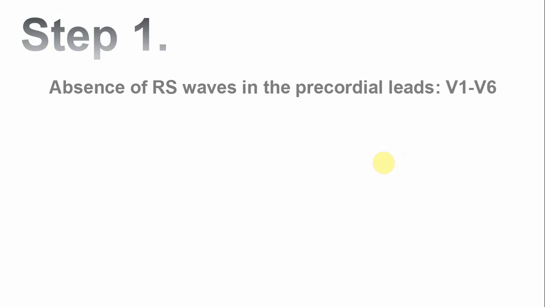Brugada criteria step 1: absence of the RS waves in the precordial leads V1 to V6. This feature has a sensitivity of 21%. Therefore, we cannot rule out VT by the absence of this criteria. However, its specificity is 100%. Therefore, we can confidently rule in VT if this feature is present.